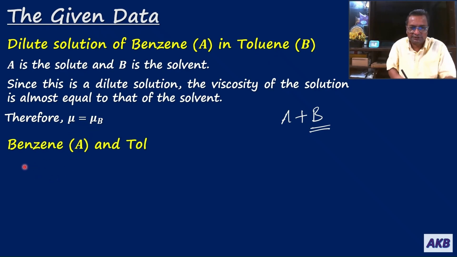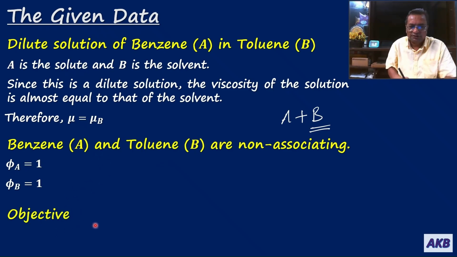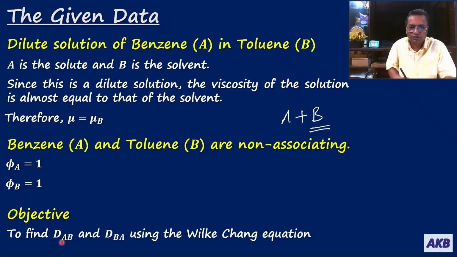We are going to use this. Now benzene and toluene, they are non-associating solvents. What is the meaning of this? Phi A is 1, the association factor for A is 1, and the association factor for B is also 1, as they are non-associating solvents. What is the objective? The objective is to find DAB, that is the diffusion coefficient of A in B, and also the diffusion coefficient of B in A. And for that we have to use the Wilke-Chang equation.